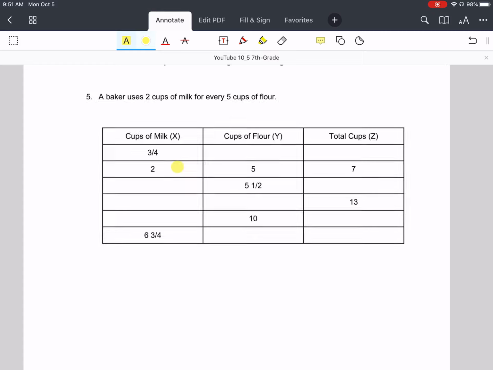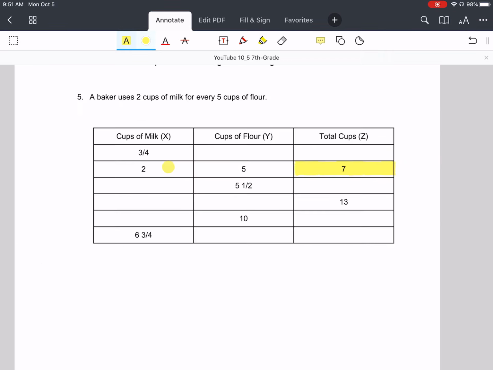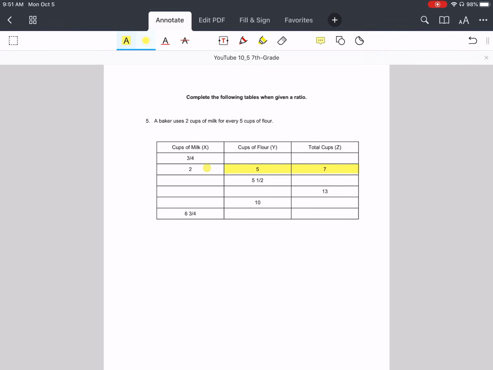Hopefully we're going to highlight. There we go. We're highlighting the row of whole numbers, because that is the row where we're going to find our equations. So we see that x equals 2, and y equals 5, and z equals 7.